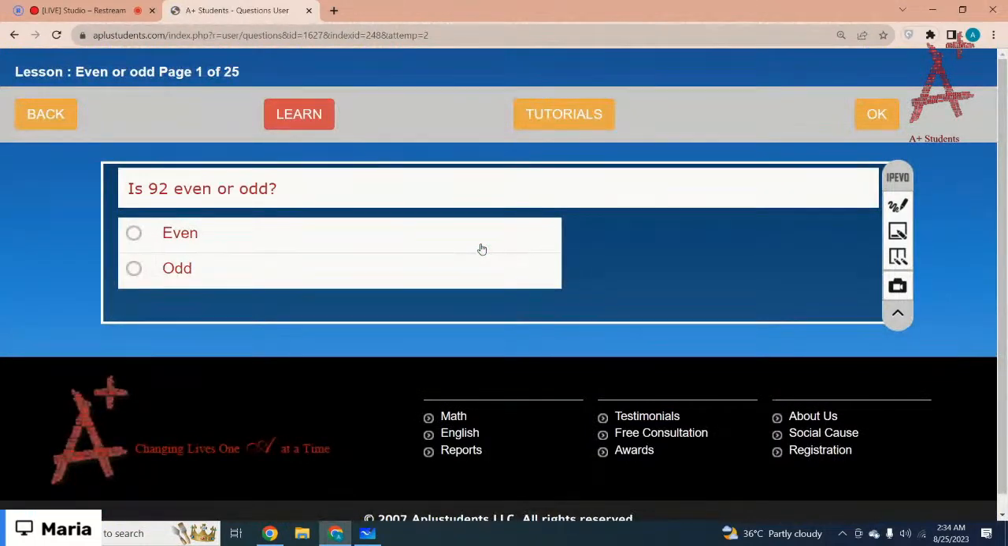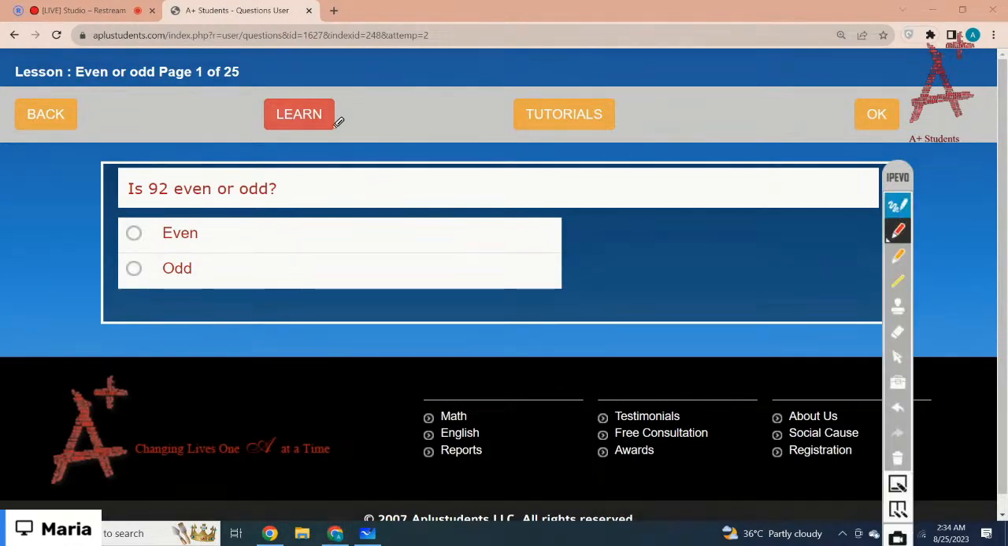Is 92 even or odd? You have to see if 92 is an even or odd. So just look at the digit at the ones position, right? So at the ones position you have 2, right? And 2 is an even number. So that means 92 is an even number, right? The correct option is even.